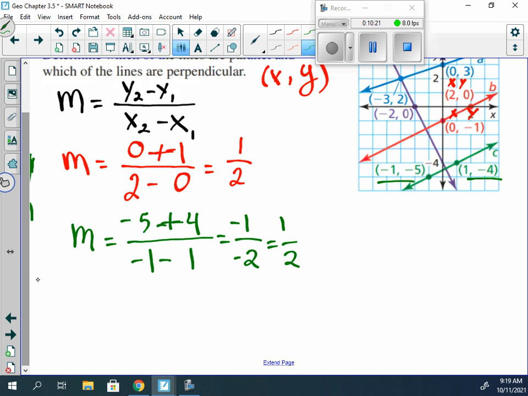So line B is parallel to line C. We know that for sure because since B and C have the same slope, it means that they are parallel to each other. So we can say that so far. Now we're not completely done because we still have 2 other lines to find the slope of.